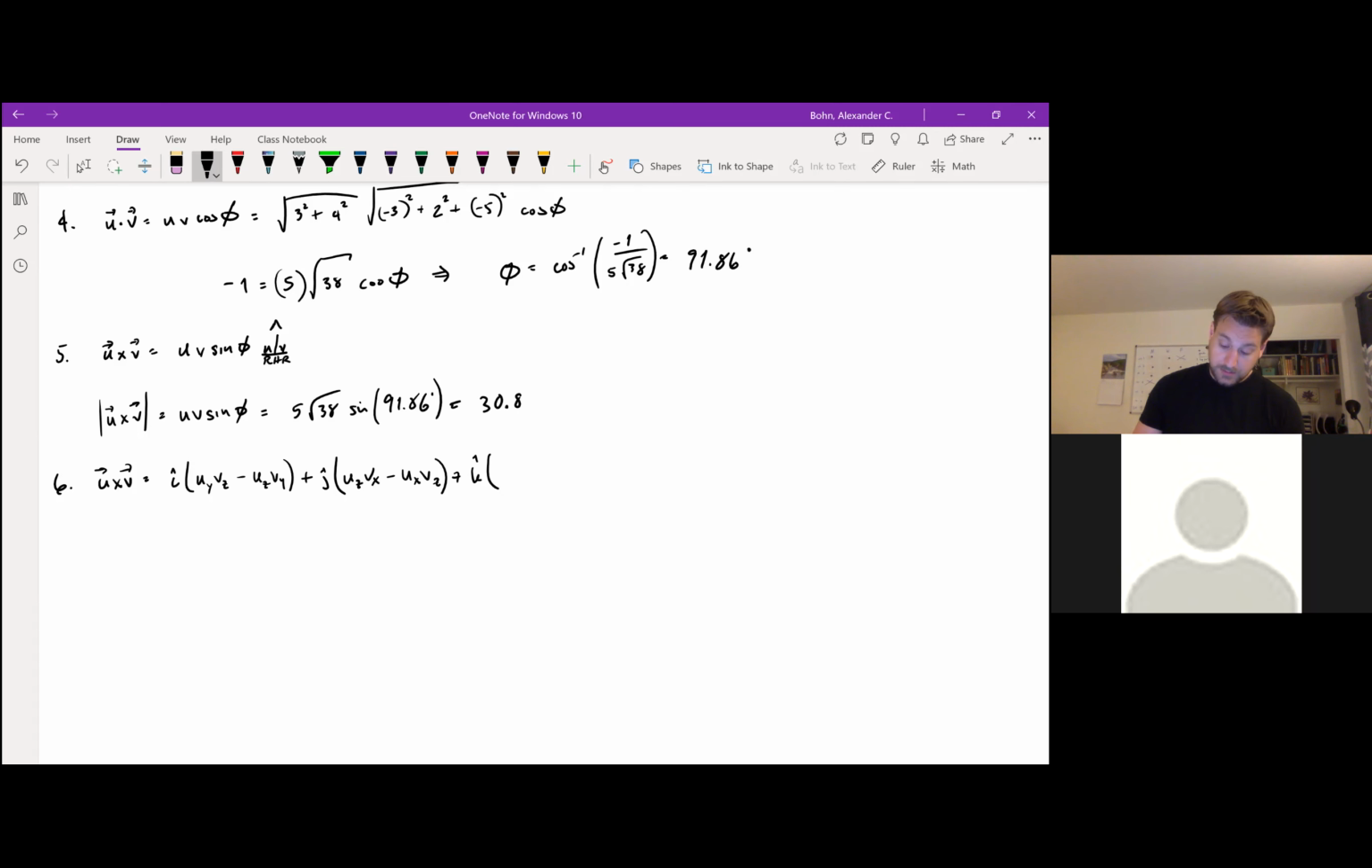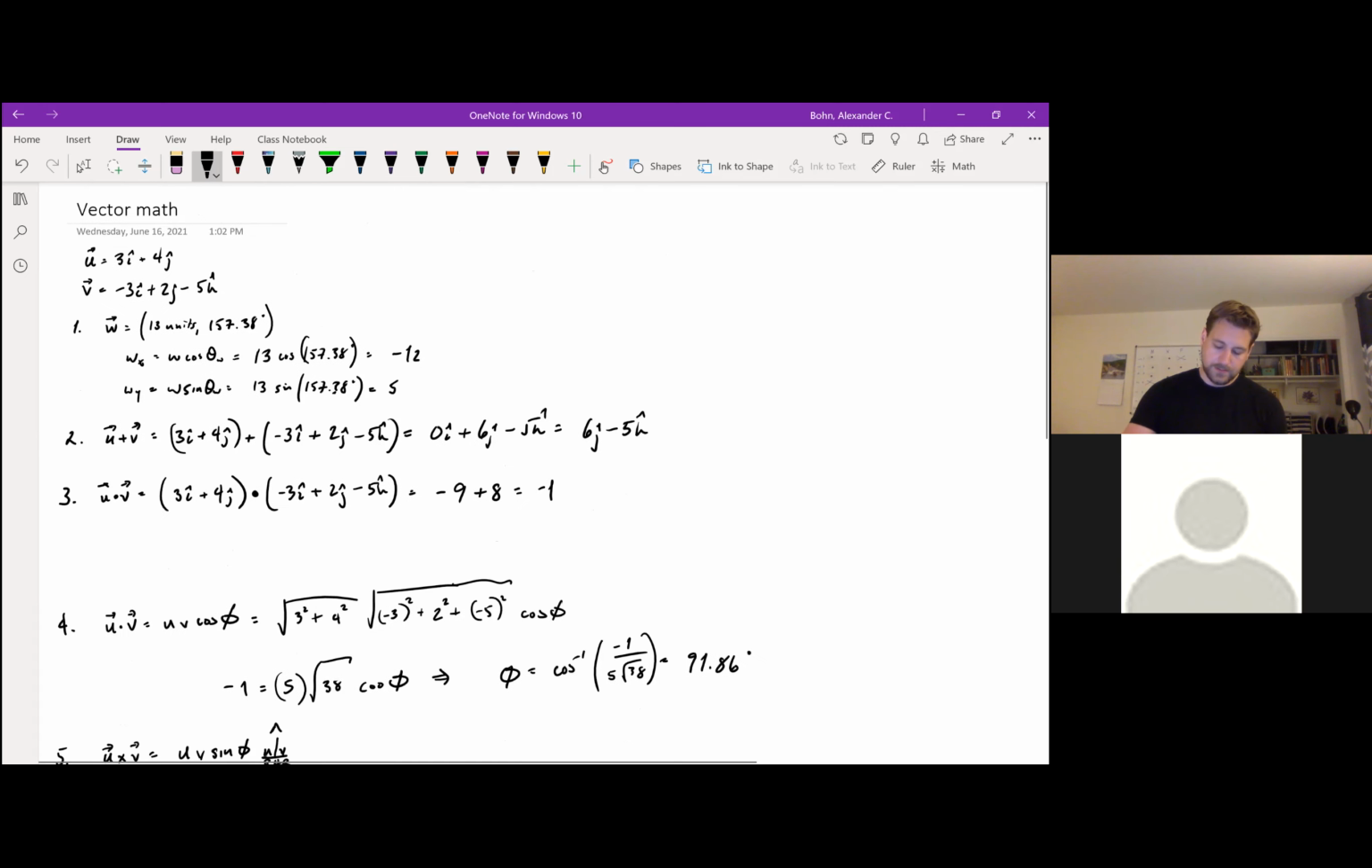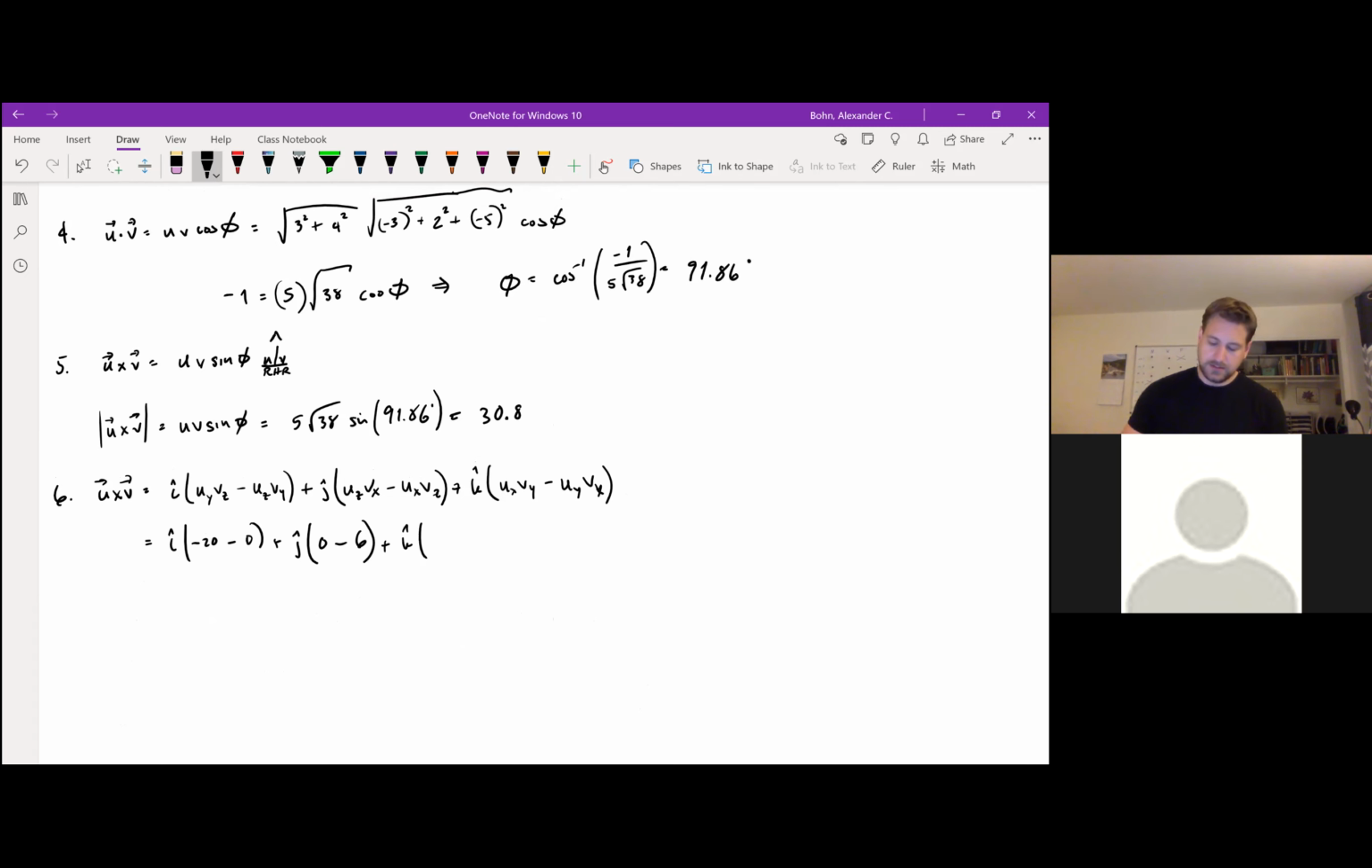U x V y minus U y V x. The y component of vector U is 4. The z component of V is -5. So that's -20. There is no z component of vector U, so that's a 0 plus the z component of vector V, that's 0, minus the x component is 3. The z component is 2, so that's 6. Right? Plus k, U x V y.